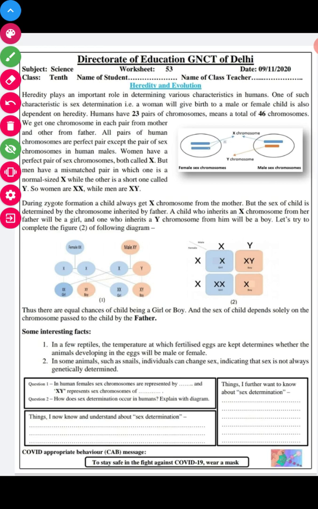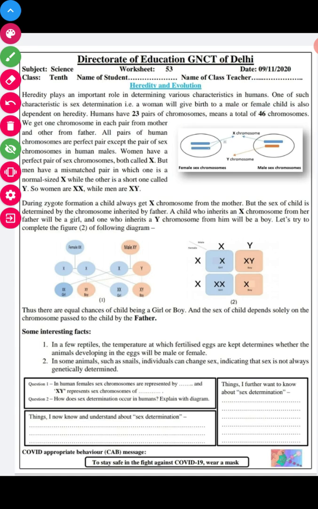Today we will discuss RDE Worksheet 53 from your chapter Heredity and Evolution. And today we will discuss sex determination in human beings. As you know, heredity plays an important role in determining various characteristics in humans, like color of iris as well as the attachment of earlobe. One of such characteristics is sex determination, in which you will come to know that how a woman will give birth to a male or female child also depends upon heredity.